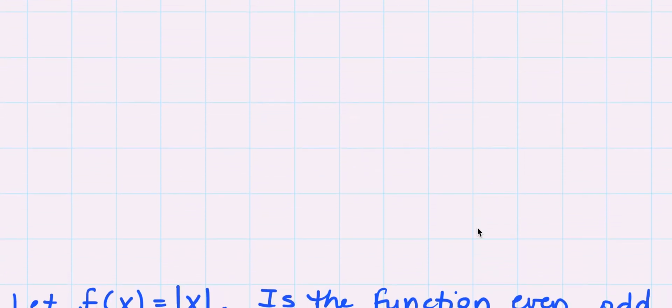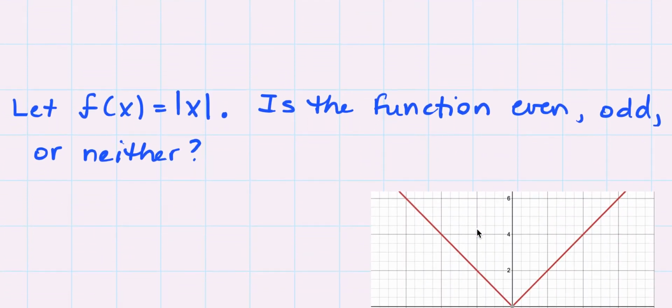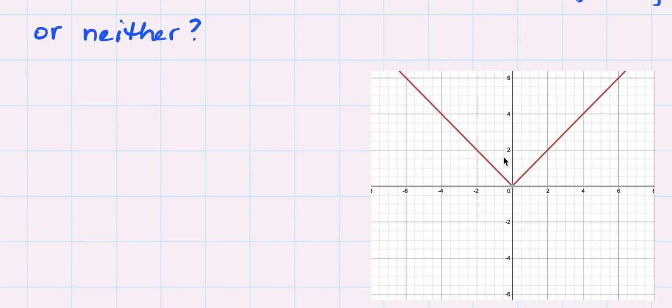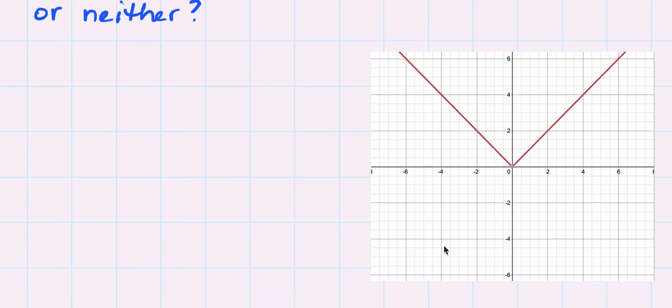Let's try another problem. Let f of x be the absolute value of x. Is this function even, odd, or neither? So here I've graphed the absolute value function. Let's plot some points just to show that they coincide with this graph.